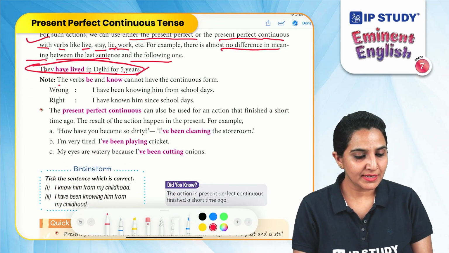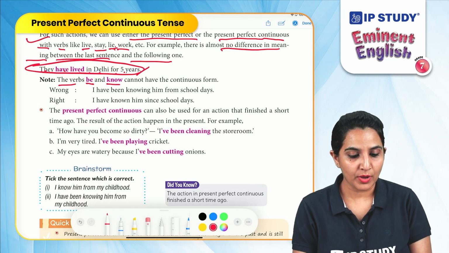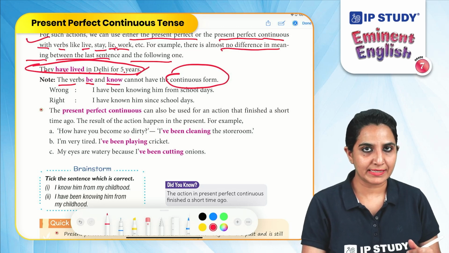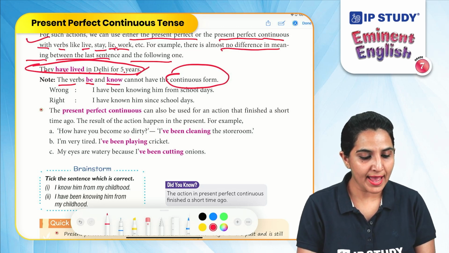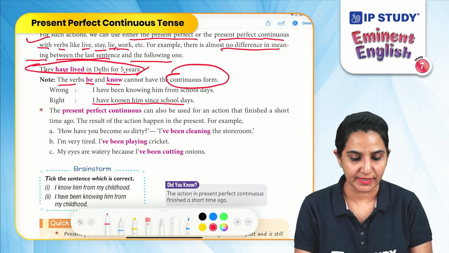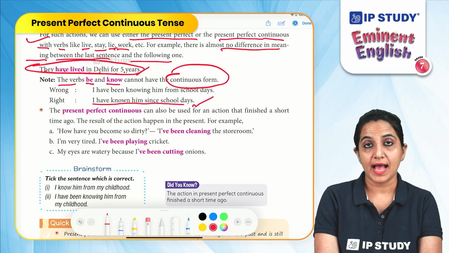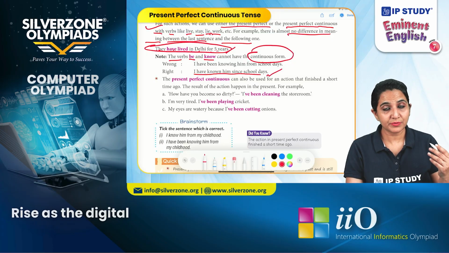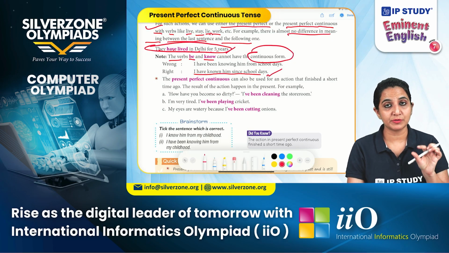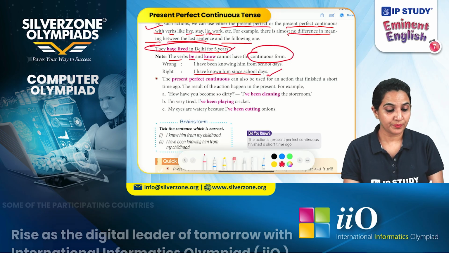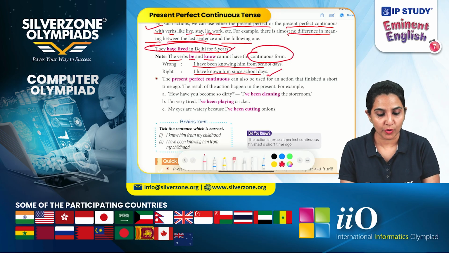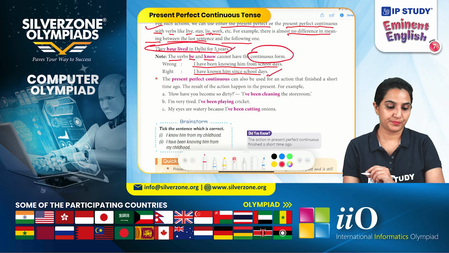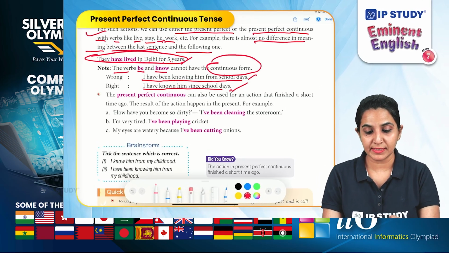The verbs like be and know cannot have the continuous form. Let's read some of the examples. I have known him since school days. Now this is the correct sentence. Which sentence will be incorrect? If we use present perfect continuous tense in this sentence, it would be I have been knowing him from school days. That means this sentence is incorrect.